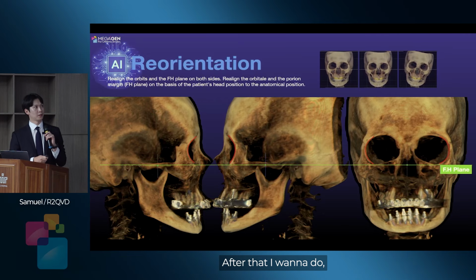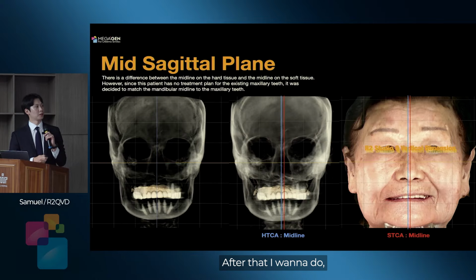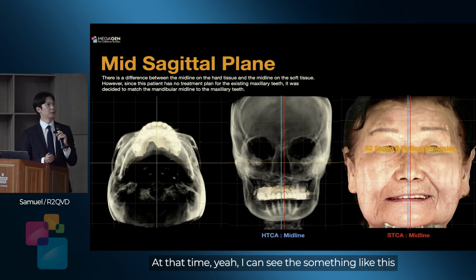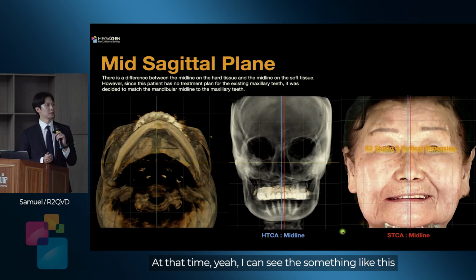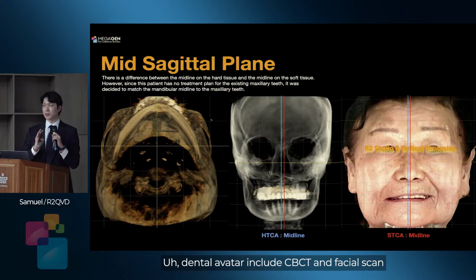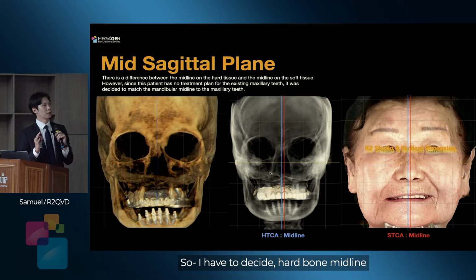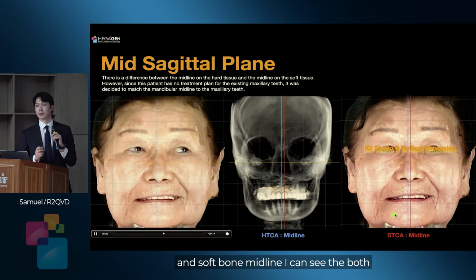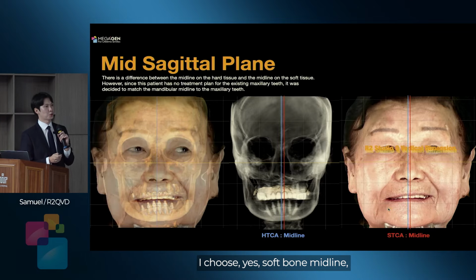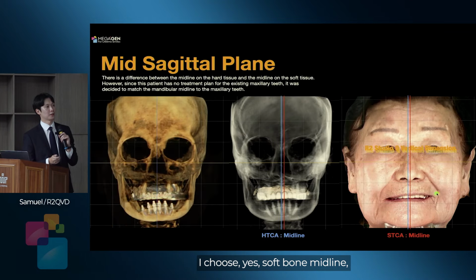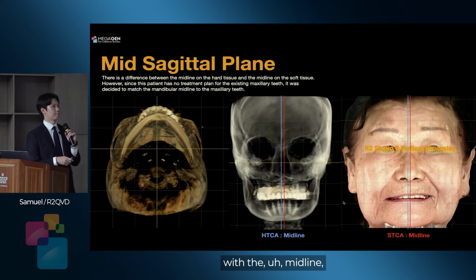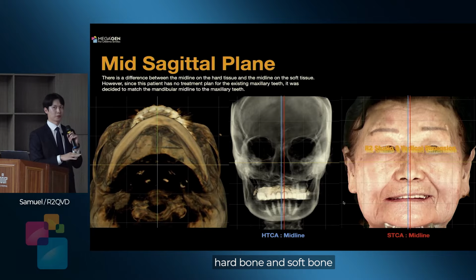After that, I want to check with the dental avatar. At that time, I can see something like this. The dental avatar includes CBCT and facial scan. So I have to decide between the hard bone midline and the soft bone midline. I can see both. So at that time, I chose, yes, the soft bone midline. But anyway, I can double check the midline, hard bone and soft bone.